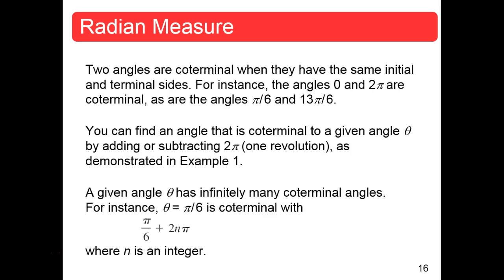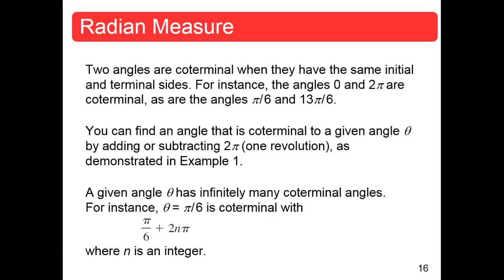So guess what? If you have two coterminal angles, the difference between them has to be 2 pi or some multiple of 2 pi. So you can find an angle that is coterminal to any given angle theta by just adding or subtracting 2 pi, which is 1 revolution, from that given angle. Okay, does that make sense?